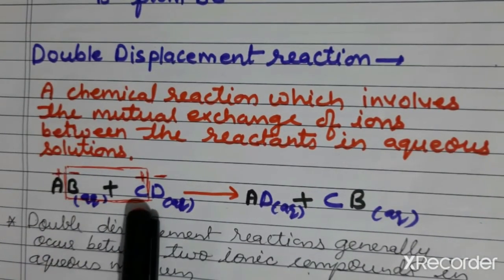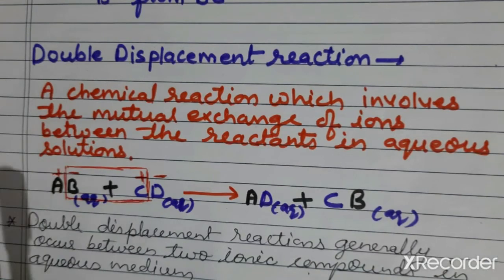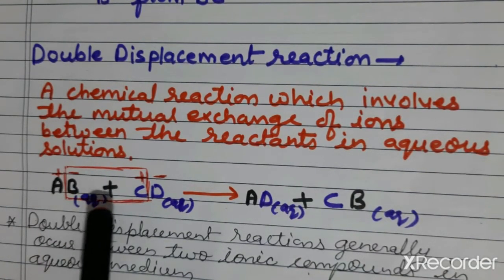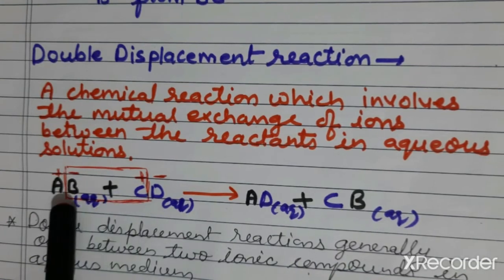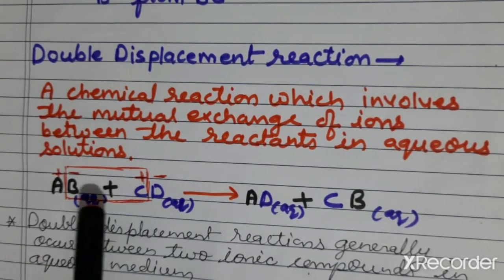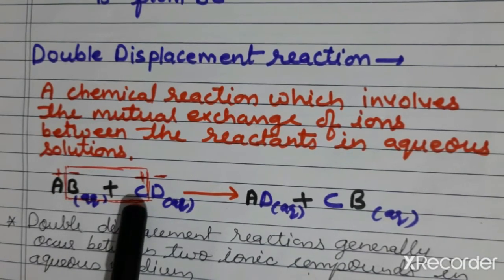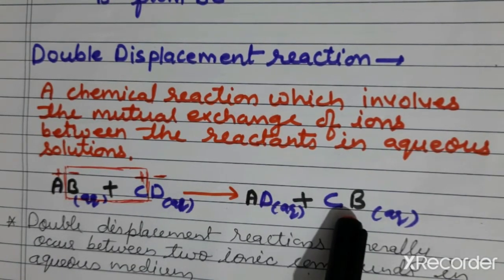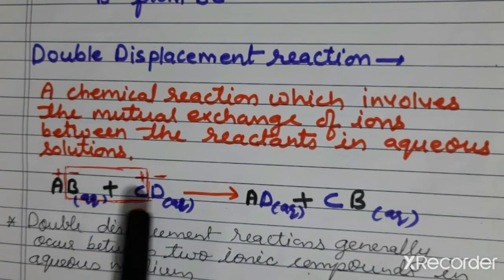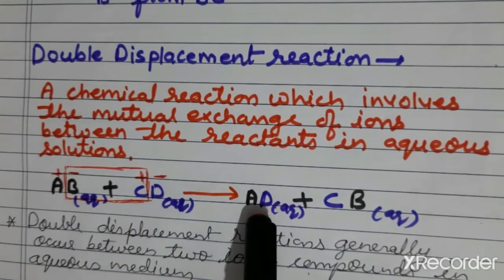See, in this reaction, AB and CD are exchanging their ions. B is negatively charged and C is positively charged, so C and B combine, forming CB. A is positively charged and D is negatively charged, so these two combine and form AD.